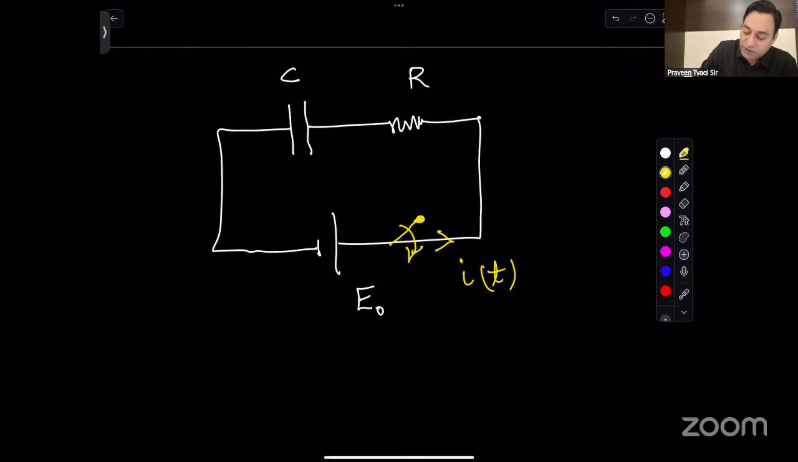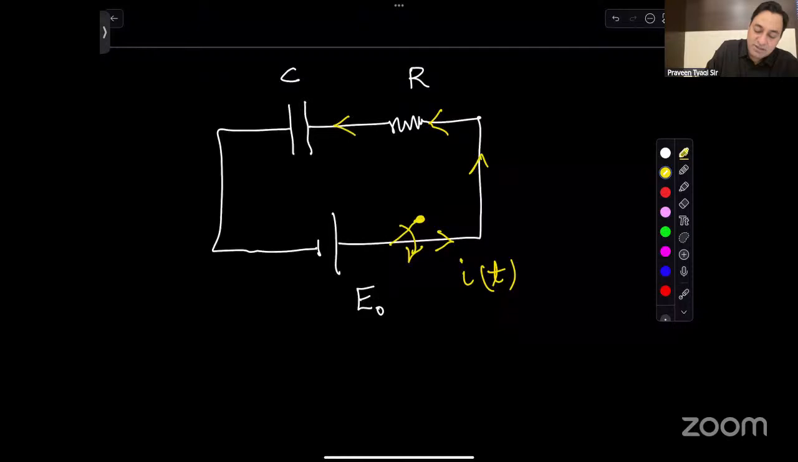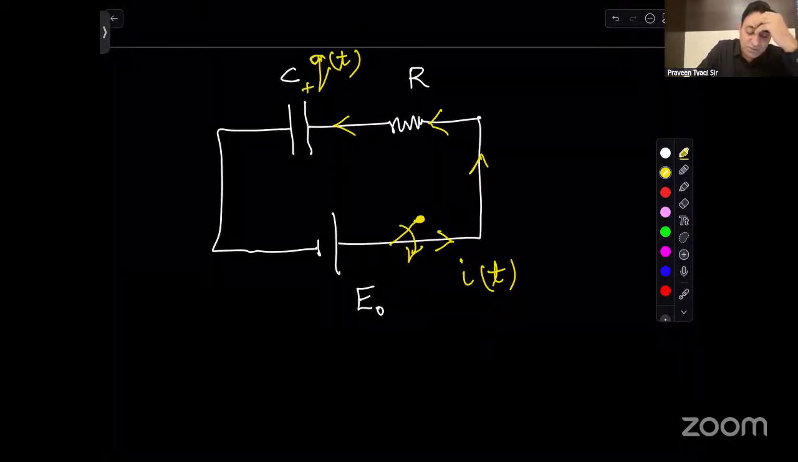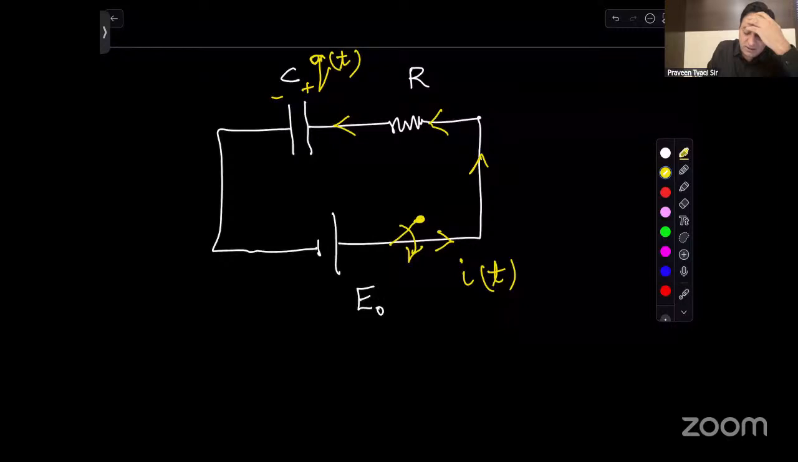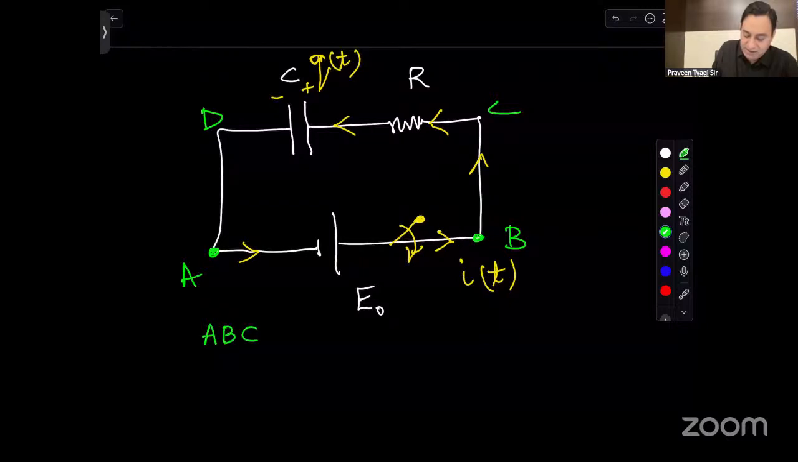So I am assuming I to be a function of time. This current is flowing in this direction, and there is some charge Q, which is also a function of time. Q is the charge stored on this capacitor. This is plus Q, this is minus Q, and this current enters here. Now, let's apply KVL, Kirchhoff's voltage law. Let's start from this point, A, B, C, D, A.